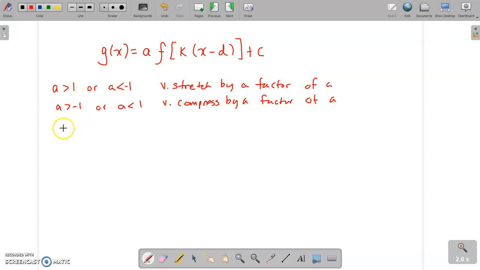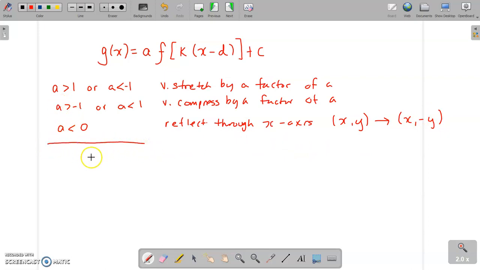And finally, if your a is less than 0, so it's negative, then you reflect through the x-axis. So the a's you would describe first, and that simply means for the original coordinates x, y, the transformed coordinate would be x, negative y. So you're reflecting the y value through the x-axis.